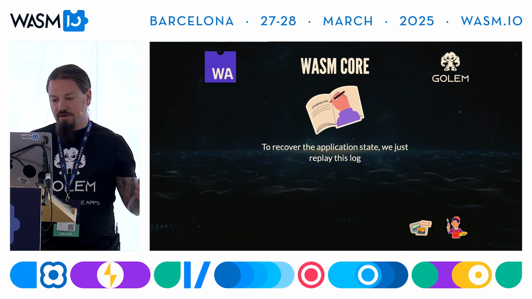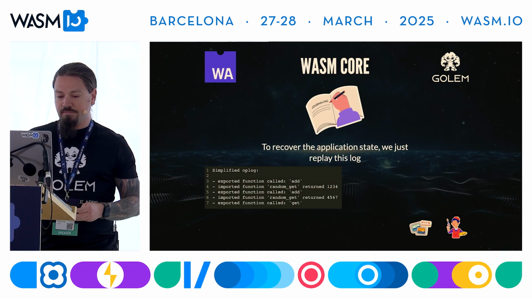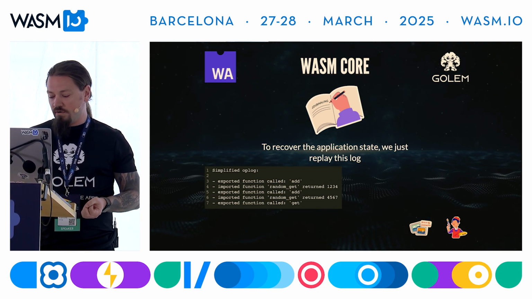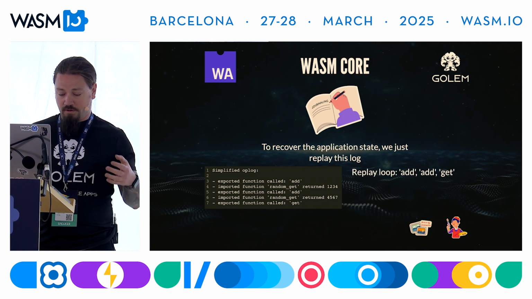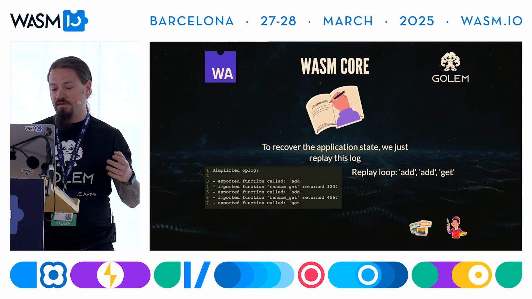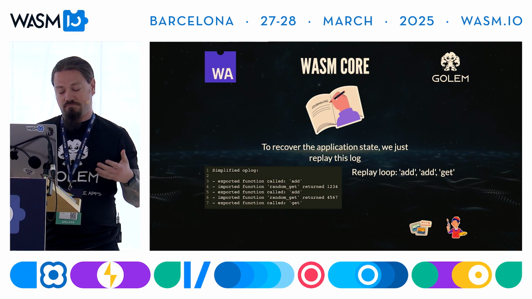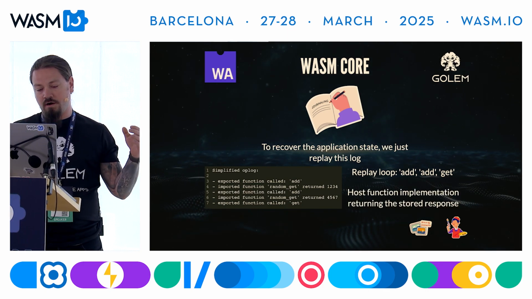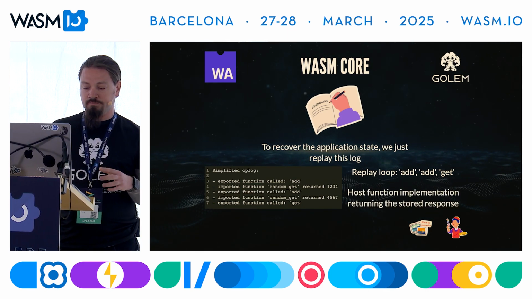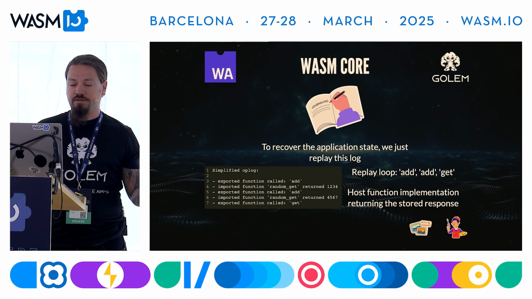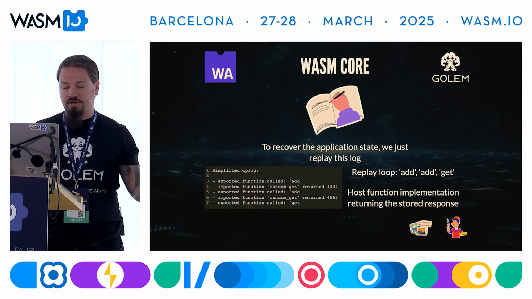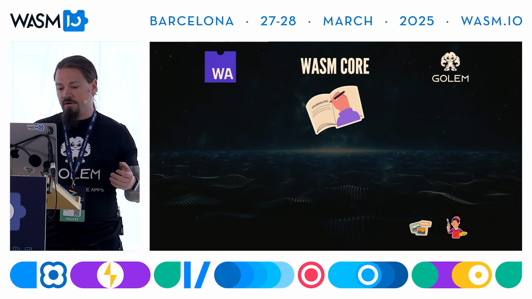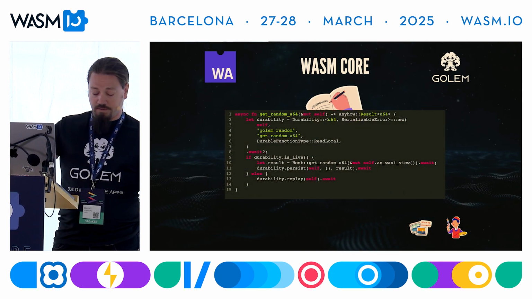So to recover the application after this example of calling add twice and then calling get once, it would look something like an outer loop that does these 3 exported function calls on our program. But every time we are running into a random get call, instead of actually generating a new random number, we are just returning what we previously saved. So this way, we can recover the state of the application.